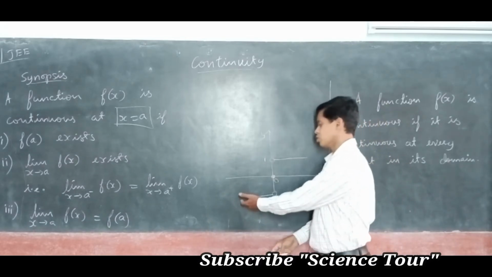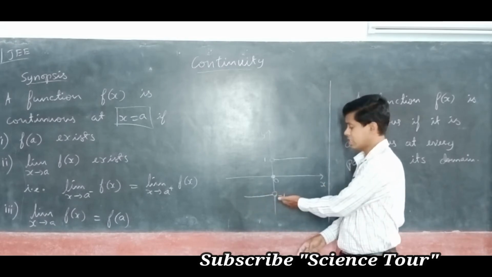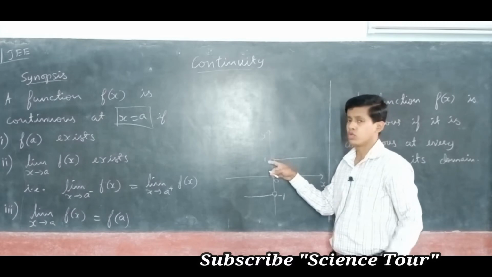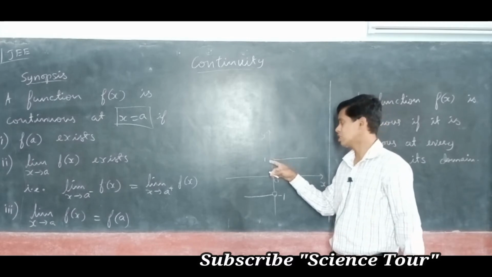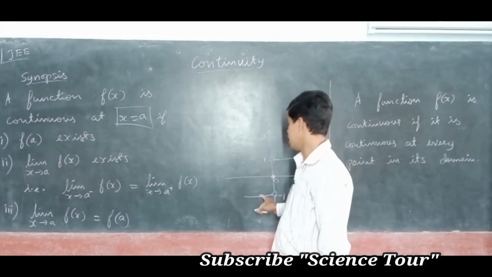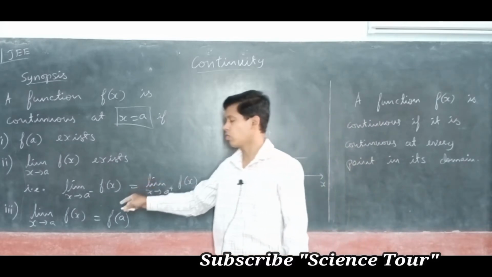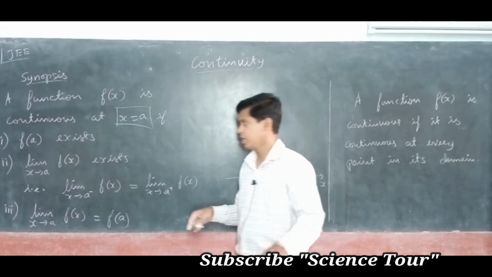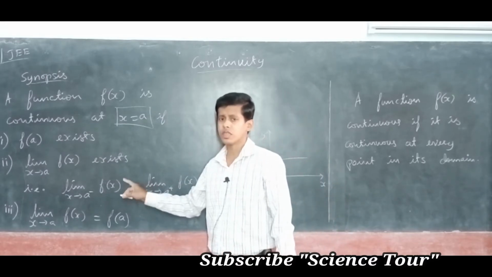Here they are not meeting, you see. As you come from the left hand side you end up at minus 1. As you go from the right hand side you assume that you are reaching 1 at 0, correct. So they are not matching, you are getting minus 1 and 1, they are not equal. If they are not equal then it is discontinuous. So that is the discontinuity of the first type.